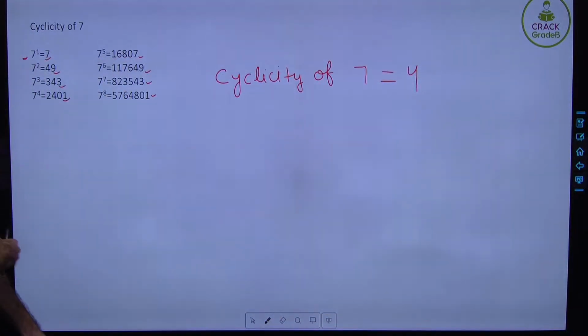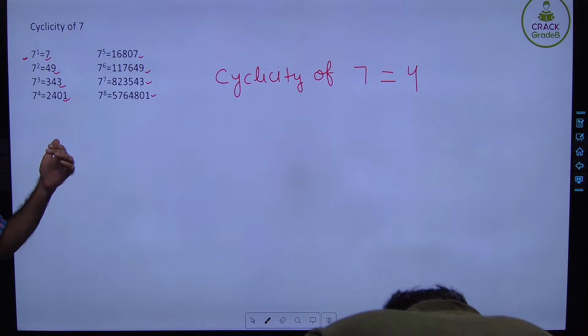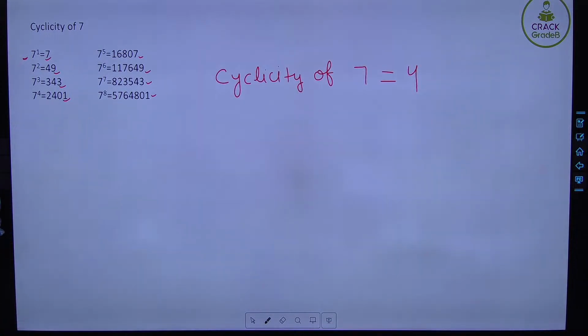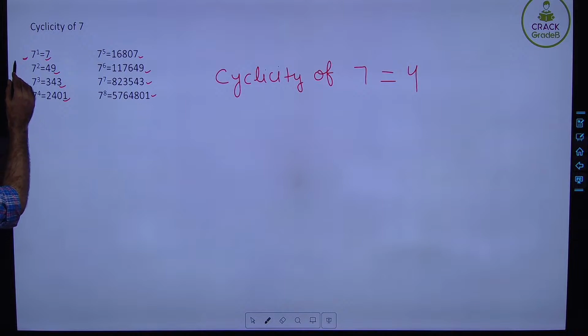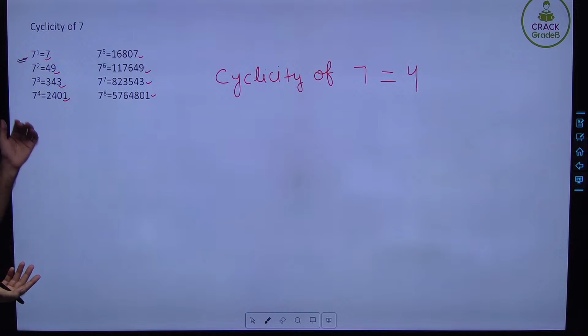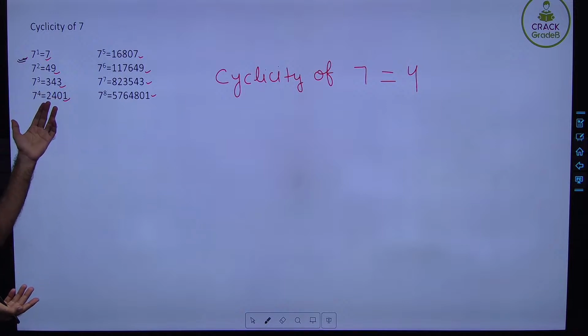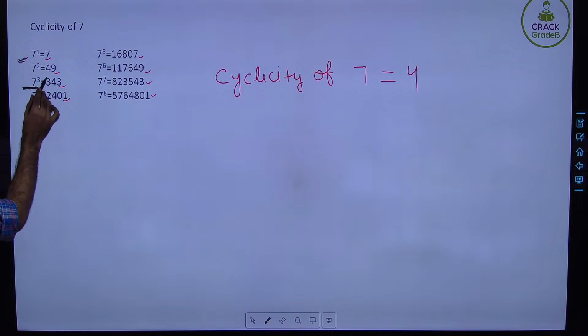Now suppose in the examination hall you forgot that the cyclicity of 7 is 4, then how will you find out? You can find out the cyclicity of 7 in this way. You will be able to calculate that 7 to the power 1 is 7, 7 square is 49, 7 cube is 343, 7 to the power 4 is 2401. Till this value you will be able to find the values quickly.